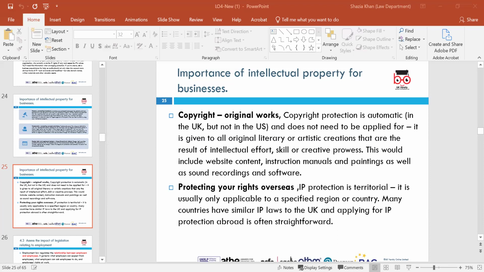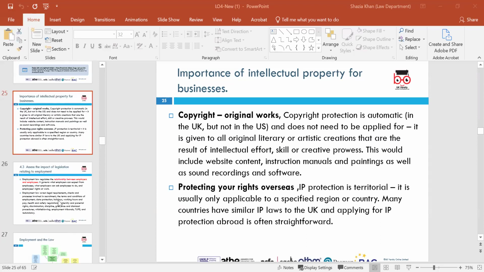And within a smaller business, intellectual property plays a big part because it's there to ensure any strategies that are adopted secure your intellectual property. It also covers copyright of original works and protecting your rights overseas as well, in different territories.